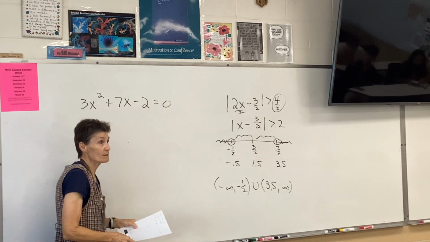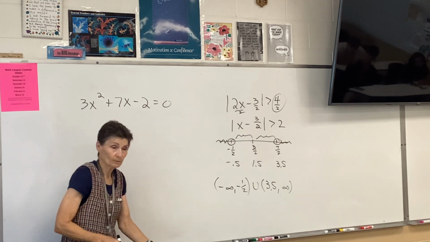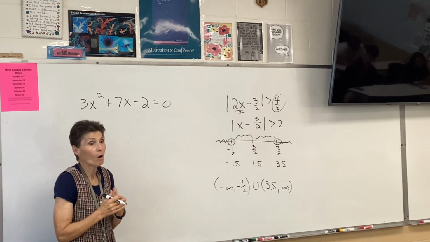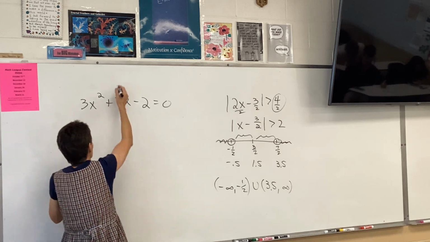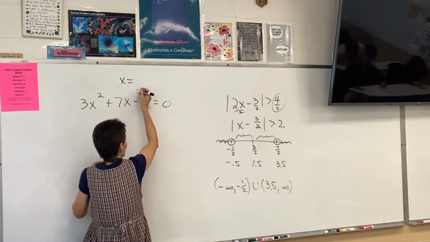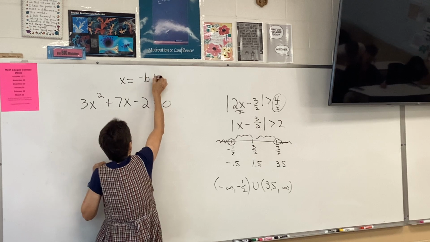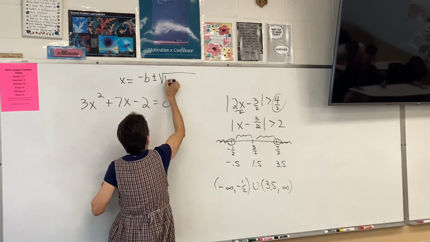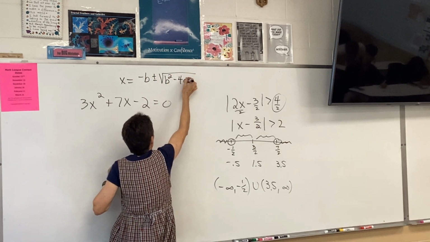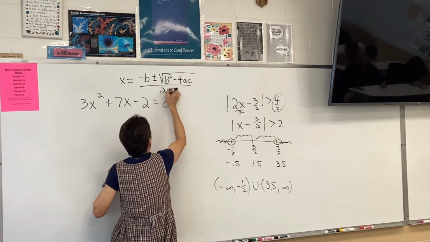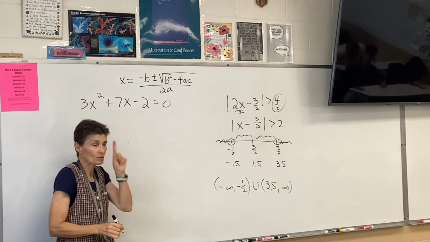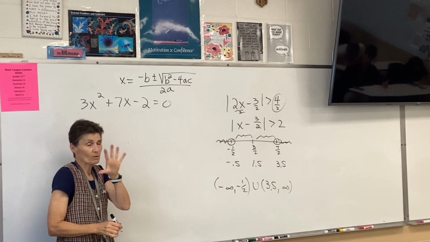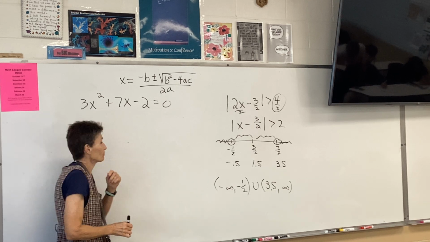Quadratic formula, I heard somebody say? Yes. Absolutely. The quadratic formula will always work. All right, let's see if we remember it after a long weekend. X equals what? Negative b plus or minus square root of b squared minus 4ac over 2a. Okay, I'm not giving you that on the test. You guys need to know that. Most of you already do.